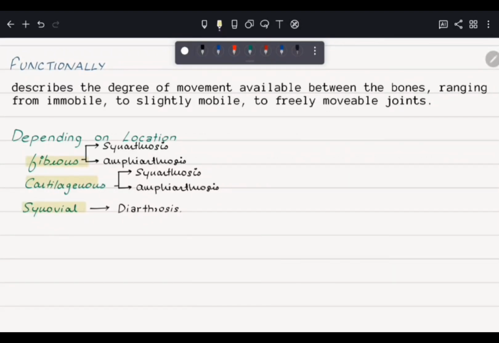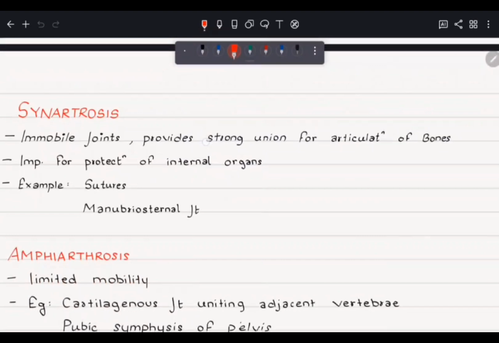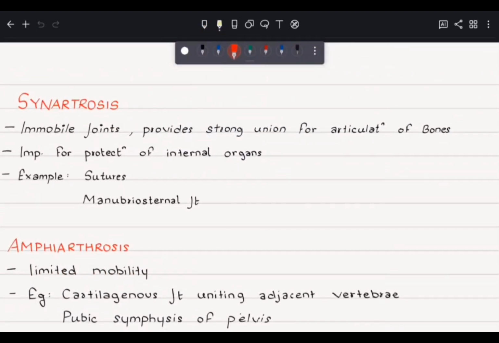Fibrous has types synarthrosis and amphiarthrosis, cartilaginous has synarthrosis and amphiarthrosis, and synovial is diarthrosis. What are these three types? Let's start. Talking about synarthrosis, it is an immobile joint that provides a strong union for articulation of bones. It is important for protection of internal organs. For example, your skull has sutures which protect our brain.